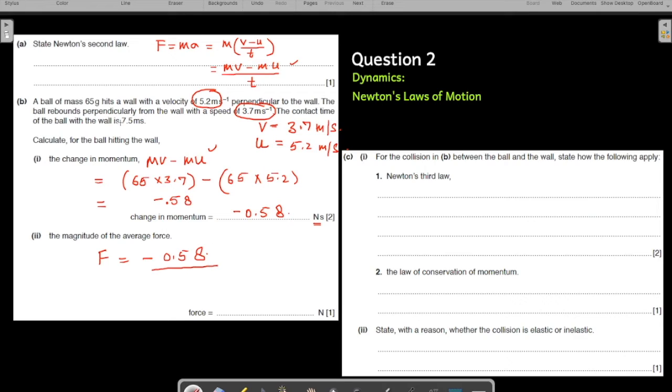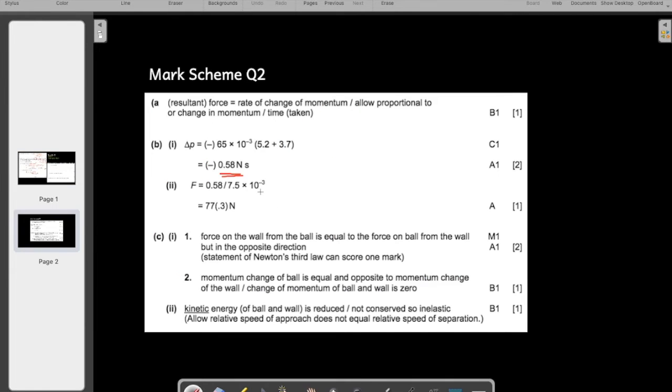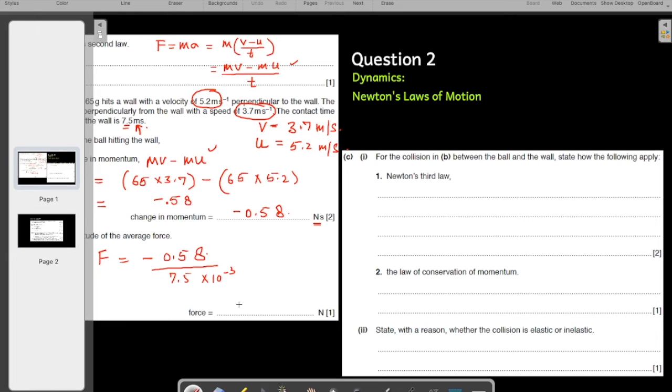Time is how much? Take care of the term m here, milliseconds, which means 7.5 times 10 to the power minus 3. Work it out in your calculators, please. Take some moment, pause the video. So what is your answer? 77.3 newtons.